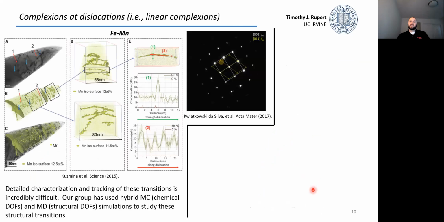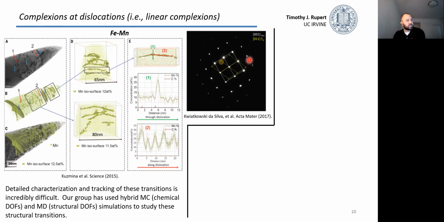In my last few minutes, I want to talk about linear complexions. The idea is that dislocations can also have some of these nanoscale phases. The motivation for this comes from some very beautiful experiments from a group in Germany where they were able to show that along dislocation lines, you got heavy segregation. And when they looked and did diffraction of these regions, they found that this is an iron-based material. This local structure changed from BCC to FCC.